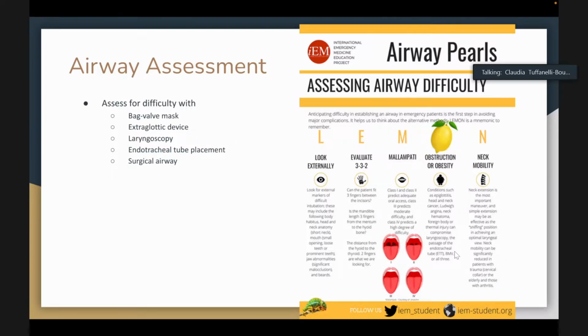There's a mnemonic that I think is pretty helpful. It's LEMON. It helps you remember what components make up a difficult airway. So first, you're going to look: is this somebody that has a short neck? Are they obese? Do they have a lot of fat around their neck? Do they have a huge beard? Do they have a big overbite or underbite? Do they have trauma or injury? Are there burns? Is there swelling? Just all those things that would jump out to you as making an airway difficult.